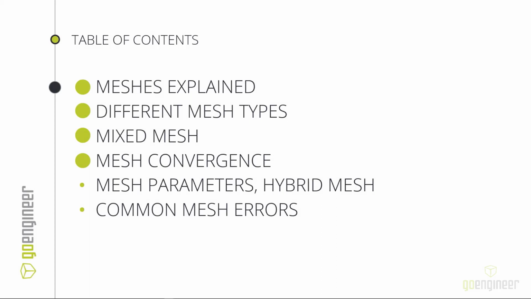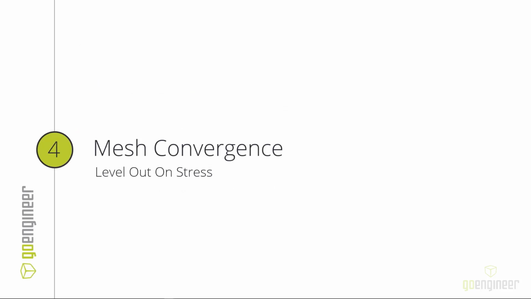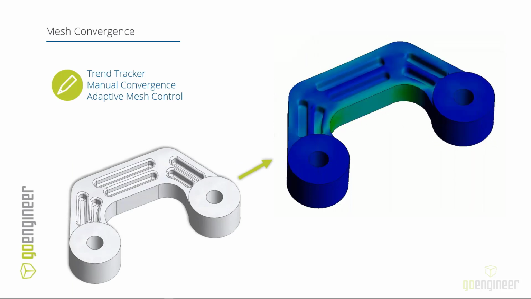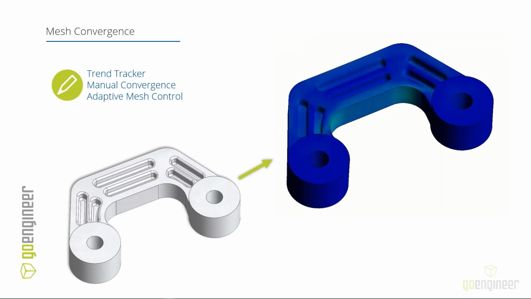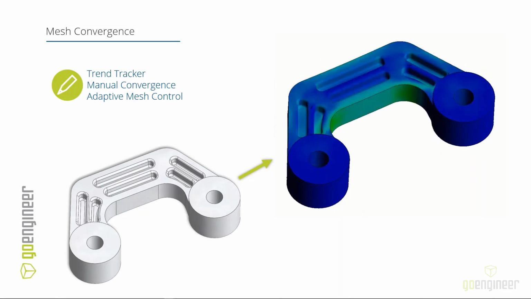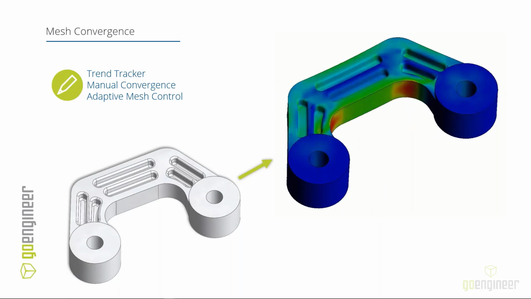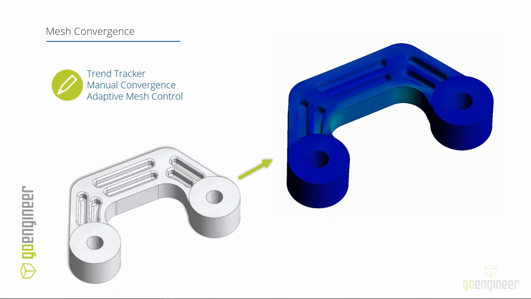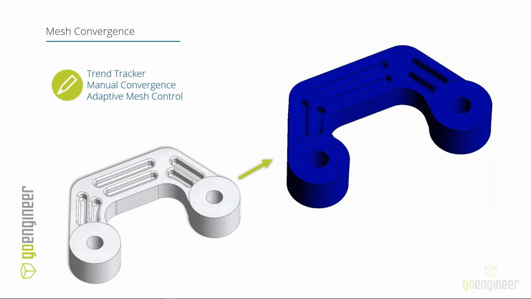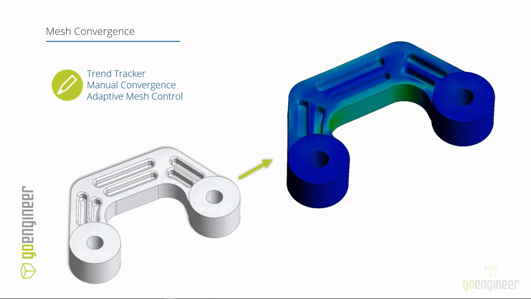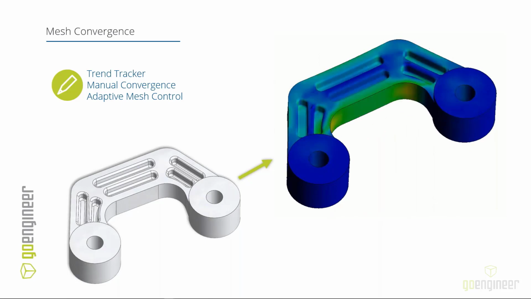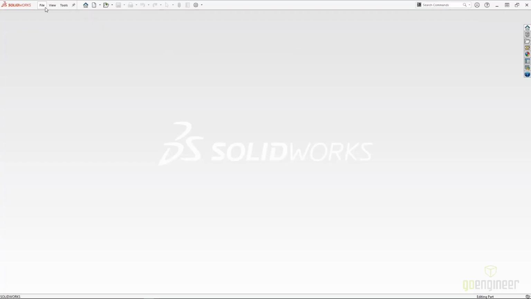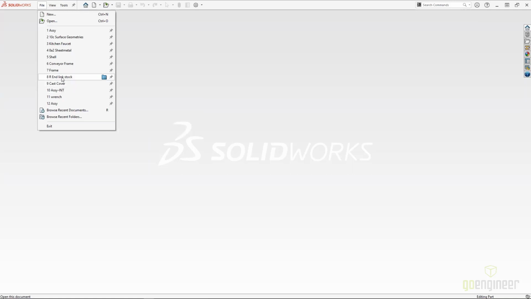Talk about mesh convergence. So mesh convergence is a way to call it really leveling out on stress. So what you want to do is when you run an analysis, you need to know that you have an appropriate mesh control, really refining the mesh in areas of high stress and having that high stress level out or flatten to know that you have good results. Now we're going to do this a couple different ways with this specific model. We're going to use the trend tracker, which is part of simulation standard. We're going to do a manual convergence, and then we're going to look at an adaptive mesh control here as well. So let me go ahead and open up this file and we can take a look.